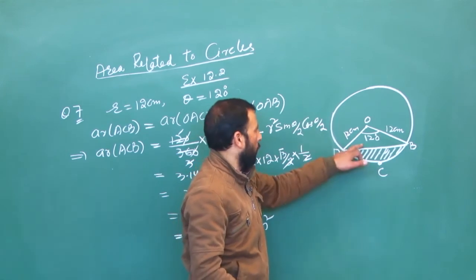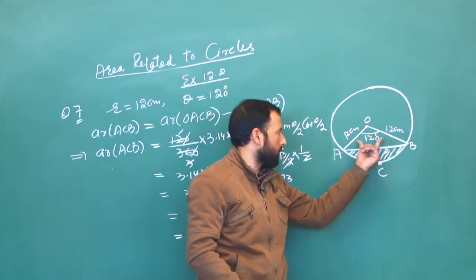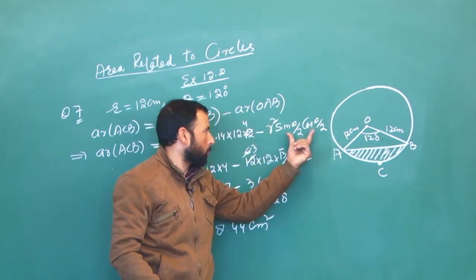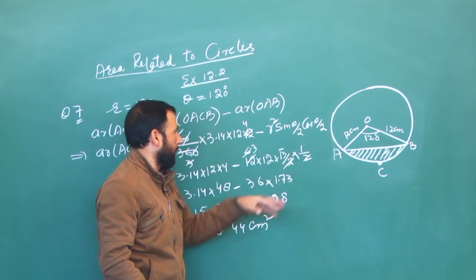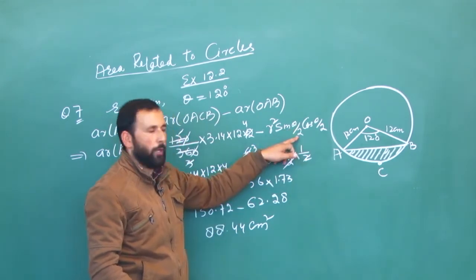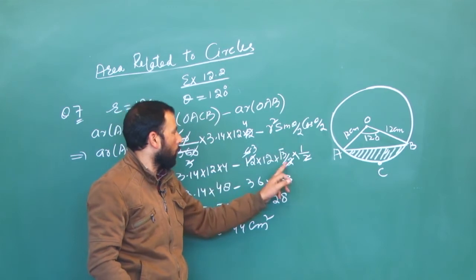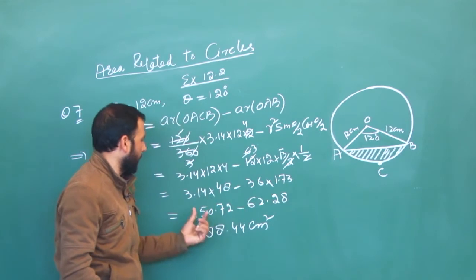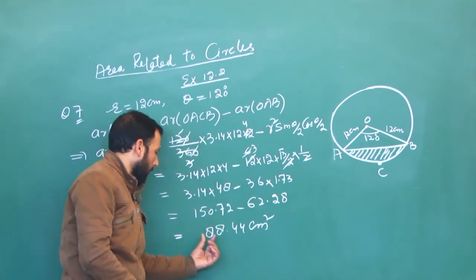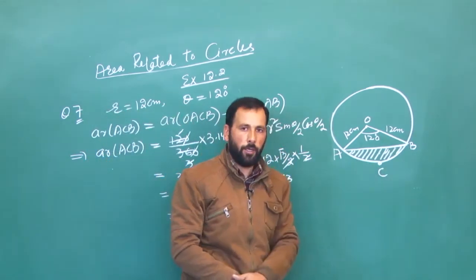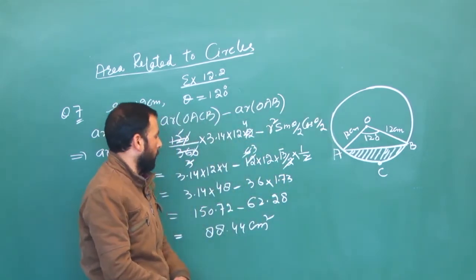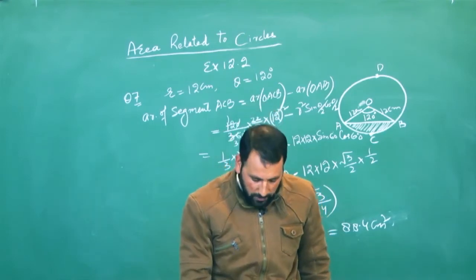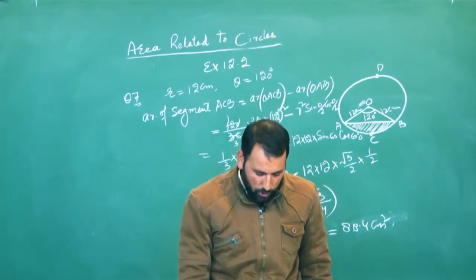The formula for finding the area of this OAB triangle is r square sine theta by 2 cos theta by 2. After putting the values, theta is 120 divided by 2, that is 60. So sine 60 is square root 3 by 2 into cos 60 is 1 upon 2, and after calculating the values, we get the answer here. Area of this ACB segment is equal to 88.44 centimeter square.